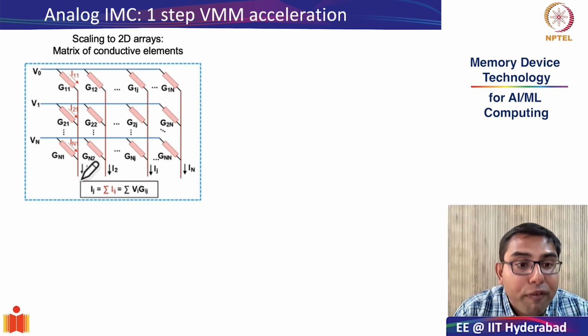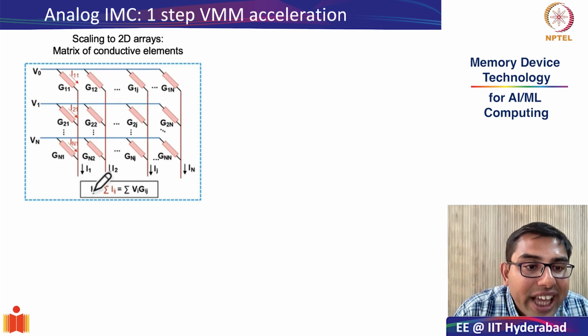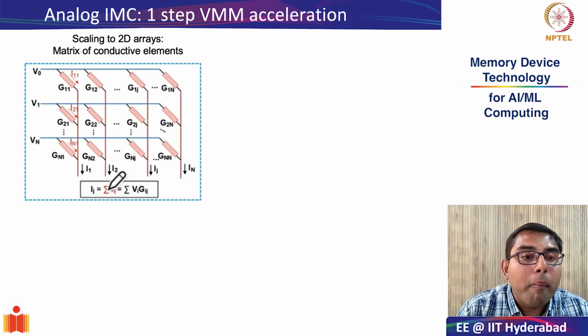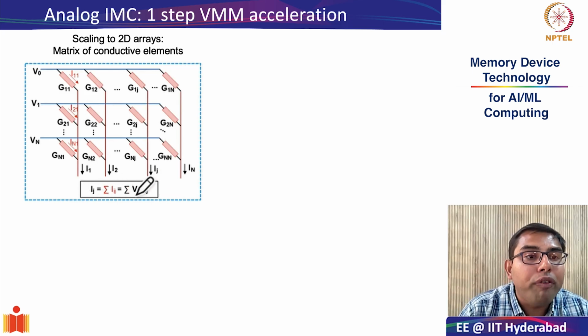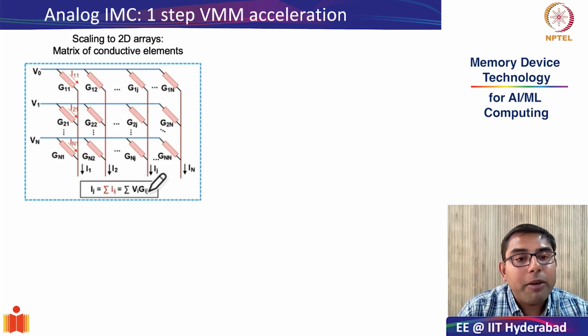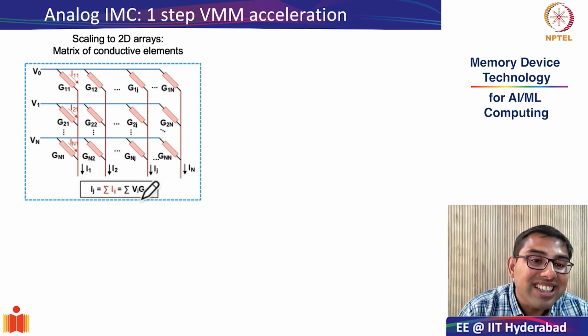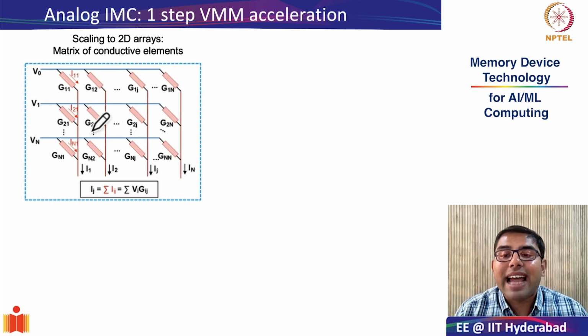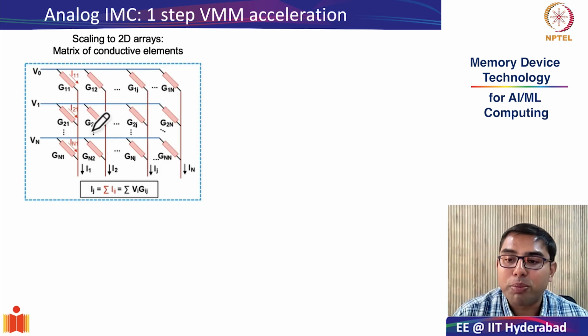If you think very carefully, you will know that the jth current, or the current at the jth column, will be nothing but the summation of the individual row input voltages multiplied by the corresponding conductance which is there in that particular cell. And this is exactly what is vector matrix multiplication.